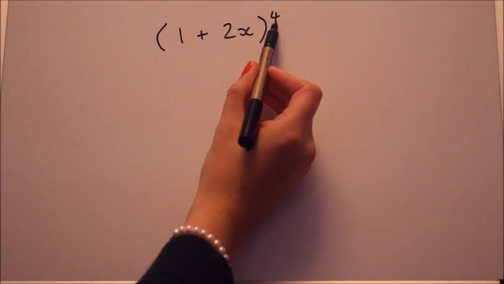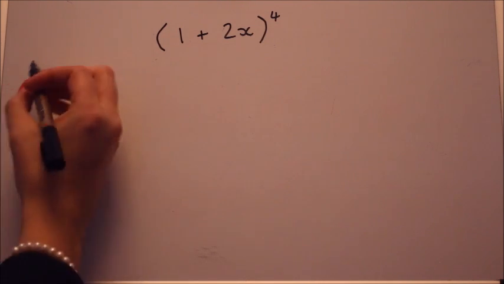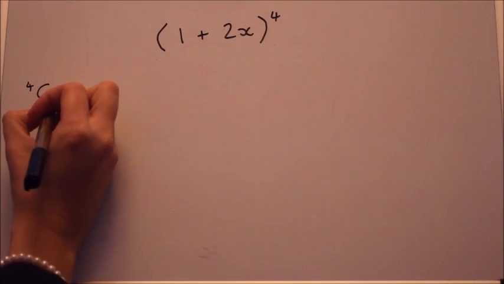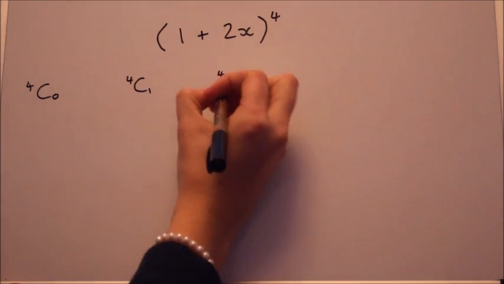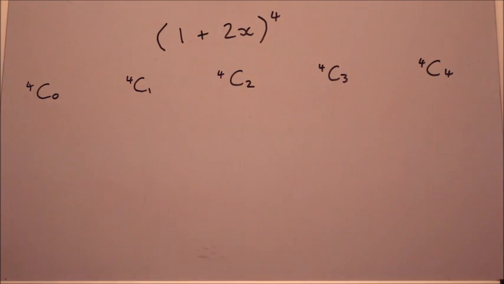We're going to look at the power here, that's 4, and it's going to go up 0, 1, 2, 3, 4. So we'll start 4C0. Now they're the number coefficients. And of course you can work those out using the formula that we just did. So do go ahead and do those.